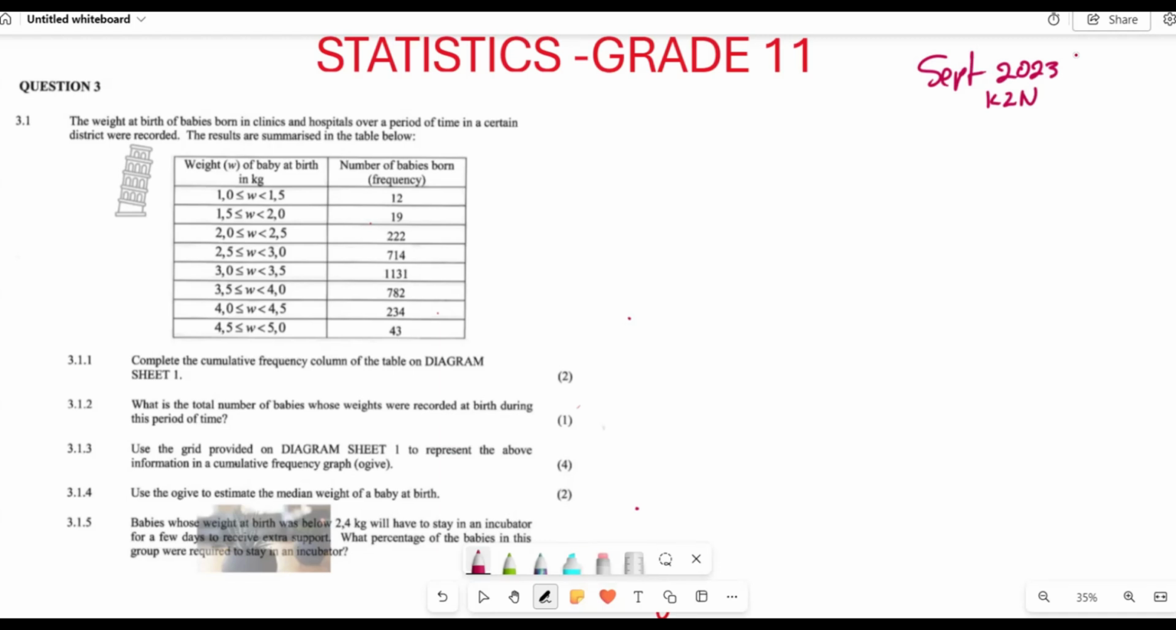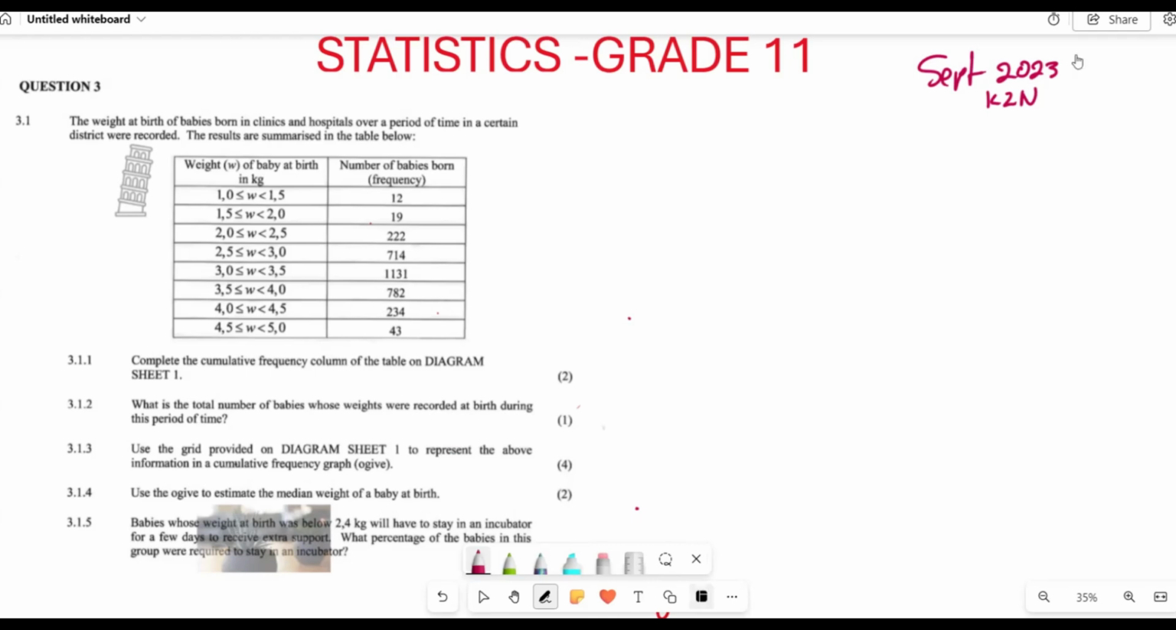Now let's see what you are going to do from here. They are saying you have the weight at birth of babies born in the clinic and hospital over a period of time in a certain district. The results are summarized in this table. Firstly, they want you to complete the cumulative frequency column in diagram one.